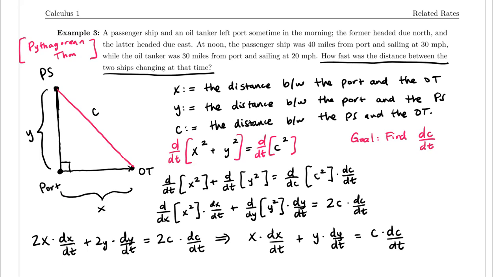And I just want to emphasize that our goal is to find dc/dt. So I'm going to box this here. dc/dt is what we are trying to find. That means that for every other unknown value, we should be able to substitute in some numerical value so that we can get a final answer for dc/dt. So let's think about what these numerical values are going to be for each of these unknowns.